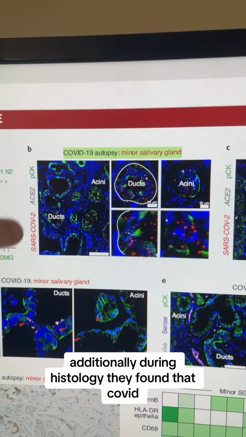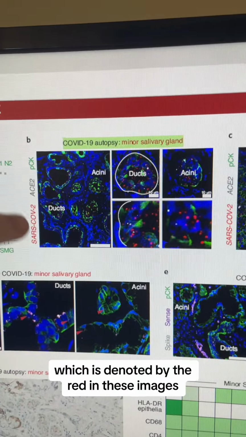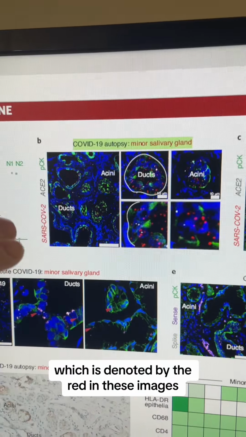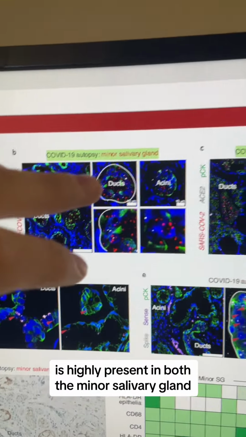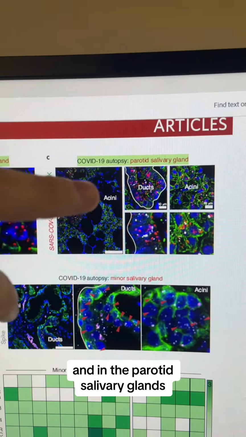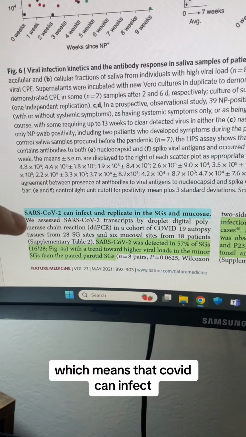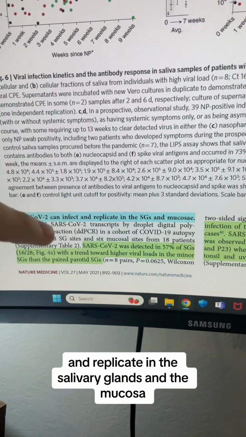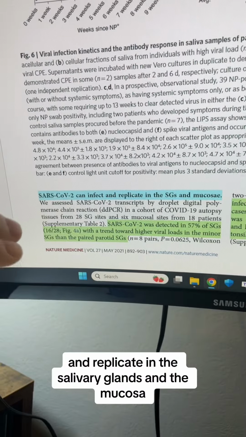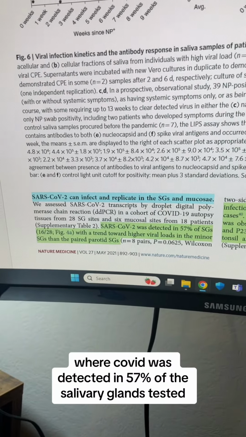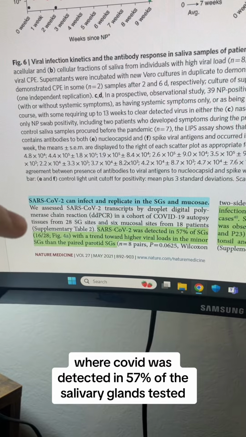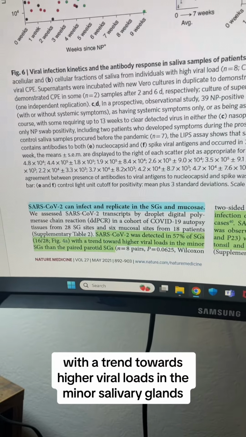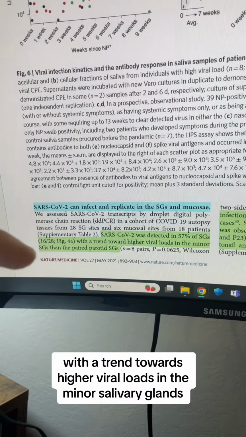Additionally, during histology, they found that COVID, which is denoted by the red in these images, is highly present in both the minor salivary gland and in the parotid salivary glands, which means that COVID can infect and replicate in the salivary glands and the mucosa, where COVID was detected in 57% of the salivary glands tested, with a trend towards higher viral loads in the minor salivary glands.